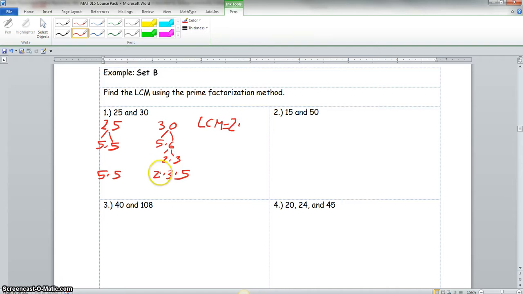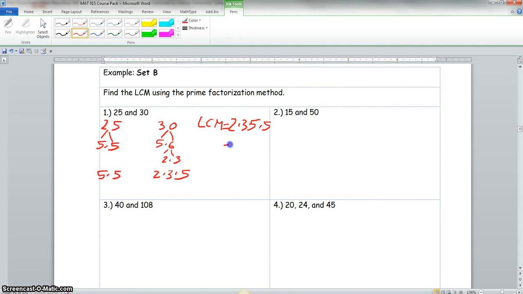The next lowest is a 3. It's still only contained in a 30, so we write it down again. Now, with this 5 here, you notice we have a 5 here and we have 2 5s here. Whenever we have a number that is in both of the numbers, we see which one has the most of that number, and that's the amount of numbers that we write for our least common multiple. 30 only has 1 5, 25 has 2 5s. So we will write our 2 5s here. And now there are no other numbers, so we're done.